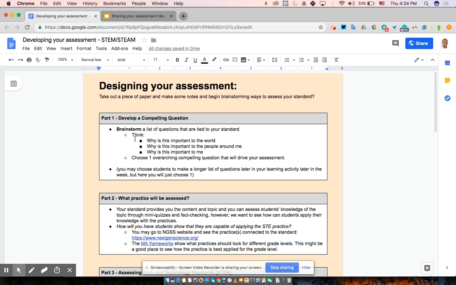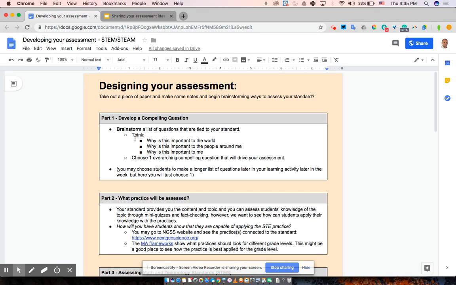So the first thing you're going to want to probably do, which is the best way to figure out how to make everything come together, is develop your compelling question. Now, for your compelling question, you might want to start off with a brainstorm and list a bunch of questions that are tied to your standard.